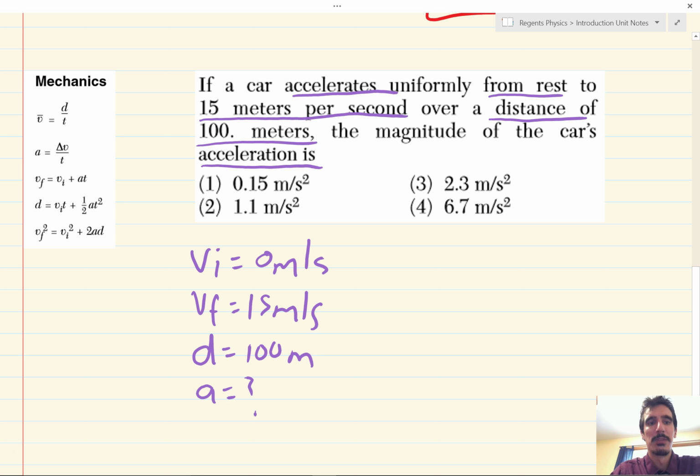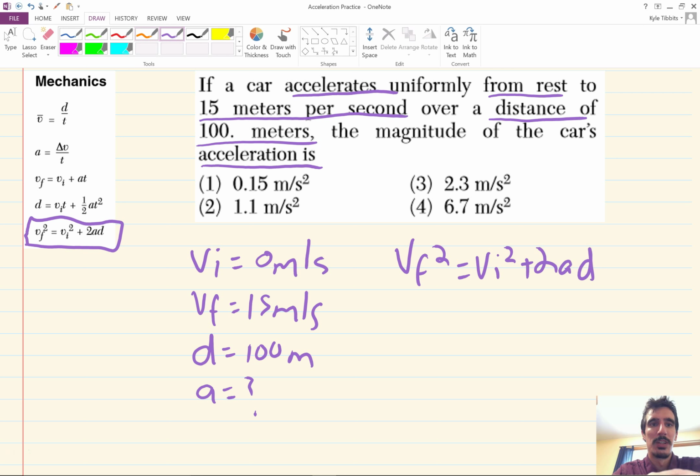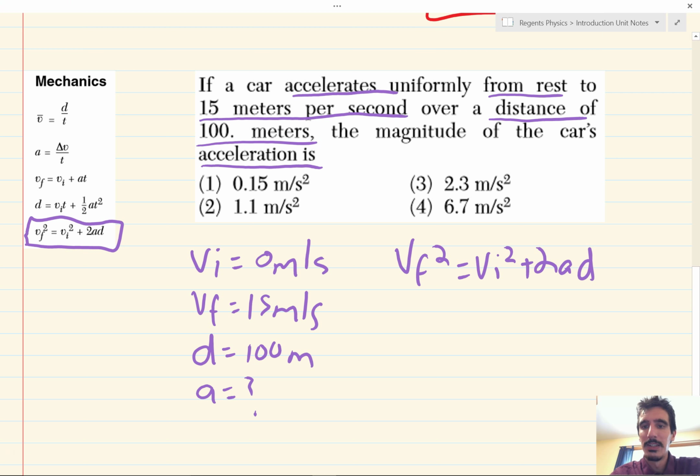So now we look again at our reference table. What has VF, VI, D, and A? That would be the bottom one. VF squared equals VI squared plus 2AD. And again, we're still solving for acceleration. VI is 0, so we're going to get rid of that right away. We want to solve for A, so we'll divide by 2 times D. We're left with A equals VF squared over 2 times D.